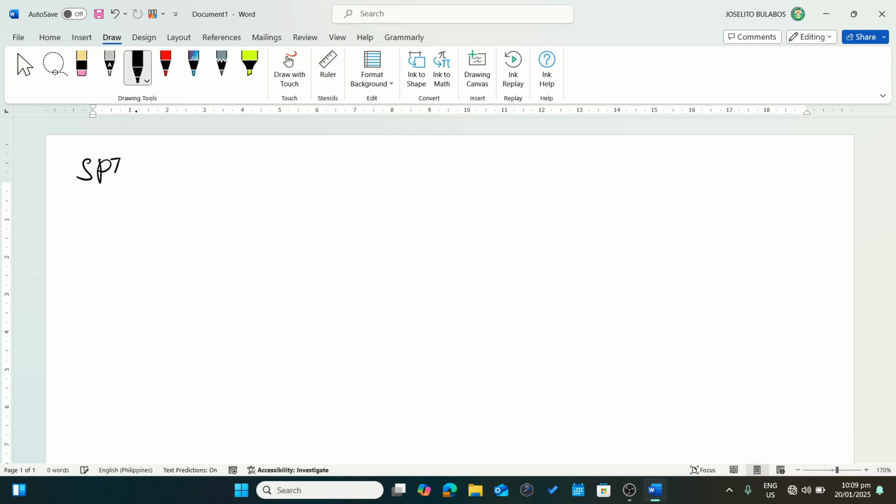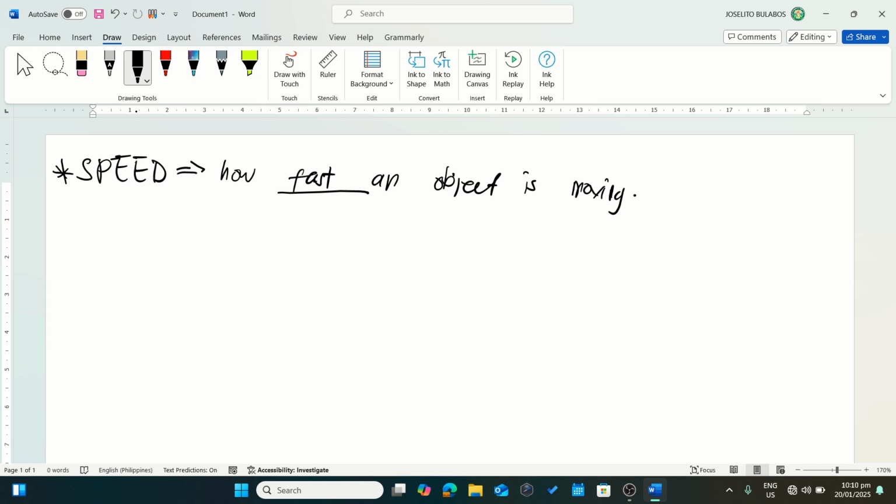Now let us understand what is speed. Speed is how fast an object is moving. So we have to determine how fast an object is moving, and it is found using this formula.